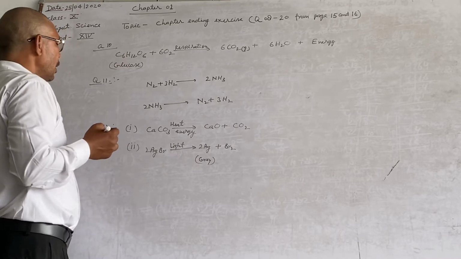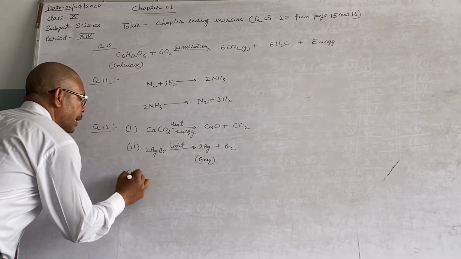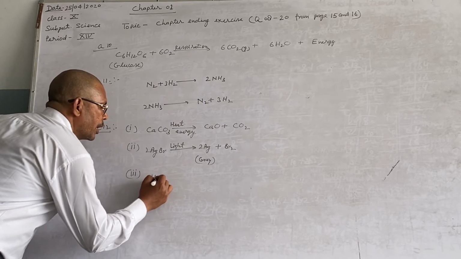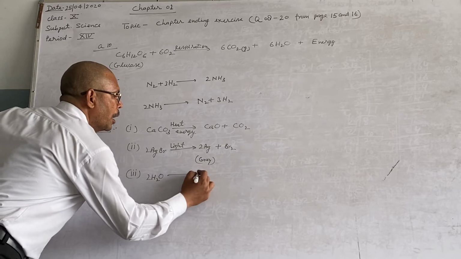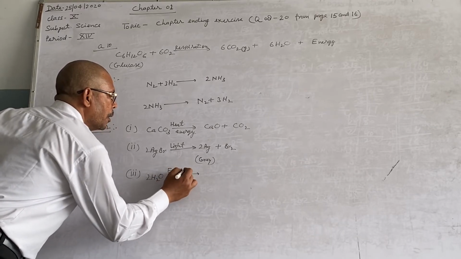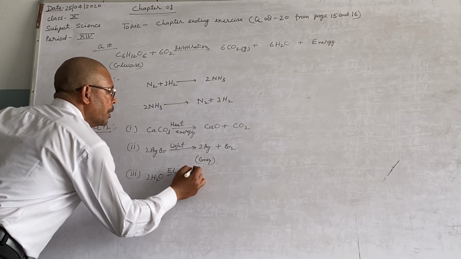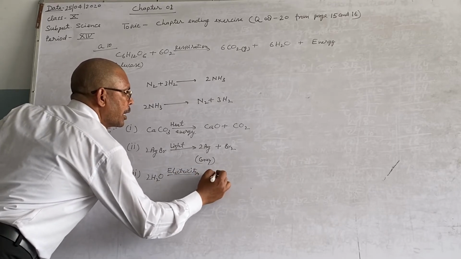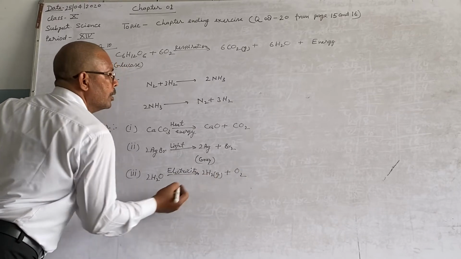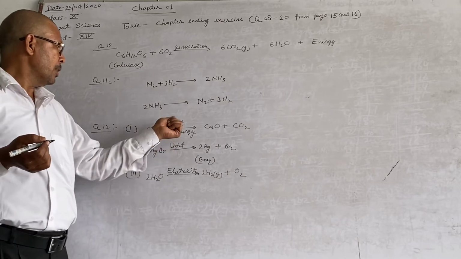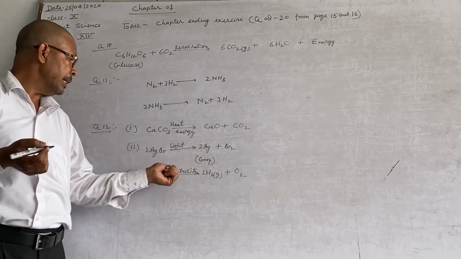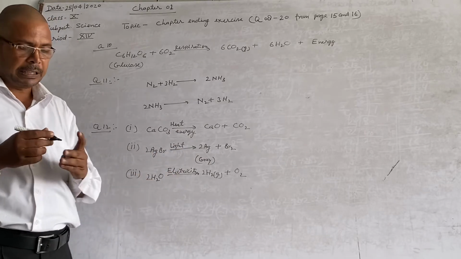Right? Third one, energy supplied in the form of electricity. So here, decomposition of water by electricity gives hydrogen gas plus oxygen gas. So these are examples: here energy is supplied in the form of heat, here energy is supplied in the form of light, and here energy is supplied in the form of electricity.